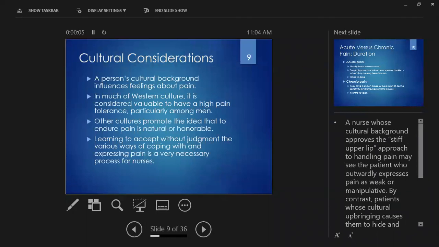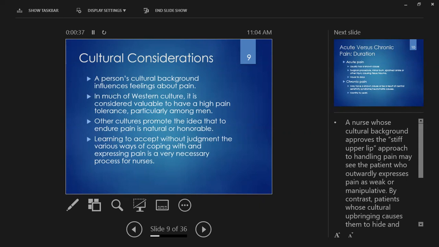Cultural considerations for pain. A person's cultural background may influence their feelings about pain. In much of Western culture, it's considered valuable to have a high pain tolerance, right? Especially the macho men, right? Macho men can do a lot, they can take it, right? Other cultures, however, promote the idea that to endure pain is natural or honorable. To go through the pain process is a normal thing, and you're great for doing it, right?